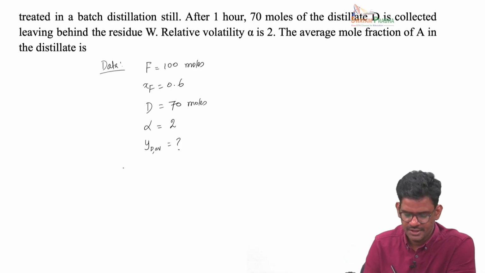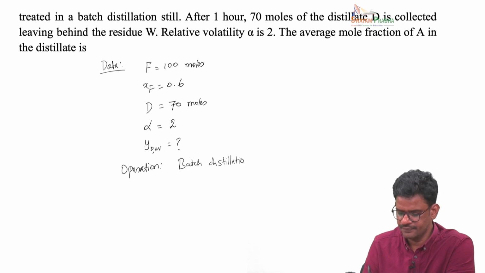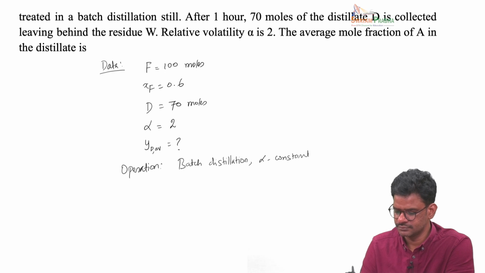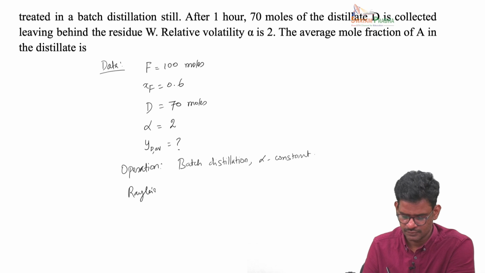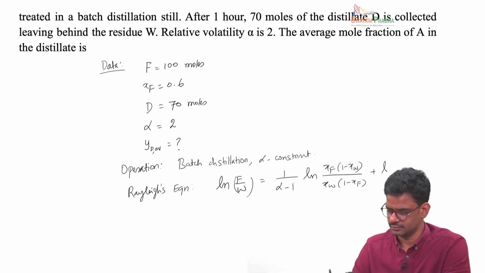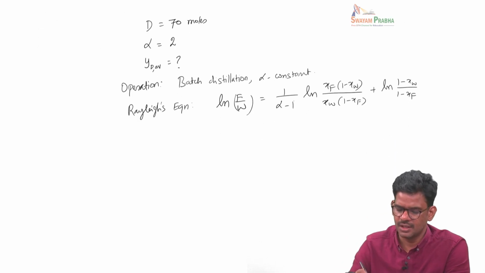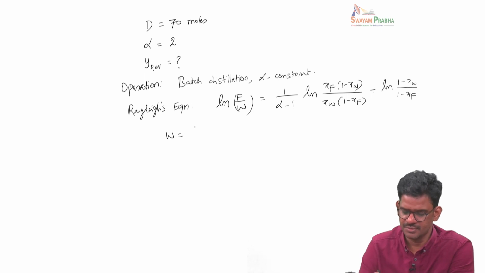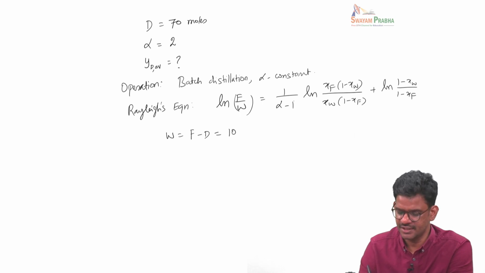Since the operation is batch distillation with constant alpha, we can use Rayleigh's equation, the integrated form, which is ln of F by W. In this equation F is known, W is unknown, but W is something we can obtain from the overall mole balance, which is F minus D. Since we know both F and D, F is 100, D is 70, so W is 30 moles.